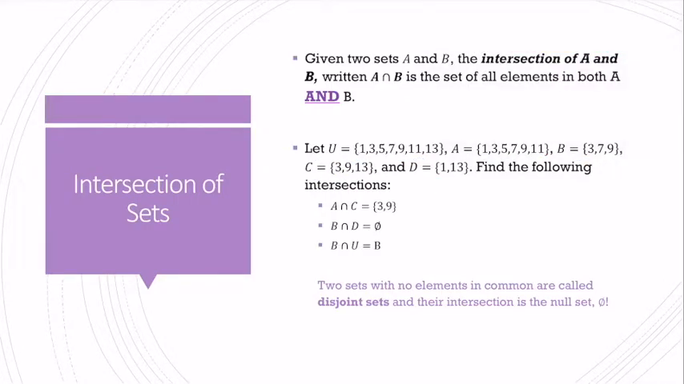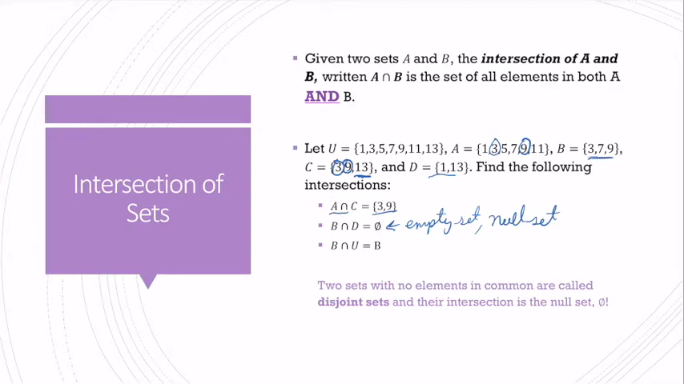If I wanted to find A intersect C, what I'm looking for is the elements that A and C have in common. So A has a 3, C has a 3, A has a 9, C has a 9, but A doesn't have a 13, so their intersection is just 3 and 9. If I look at B and D, B has 3, 7, 9, D has 1, 13, they have no elements in common. We call this symbol, that means they have no elements in common, the empty set or the null set. That just means that they have nothing in common.